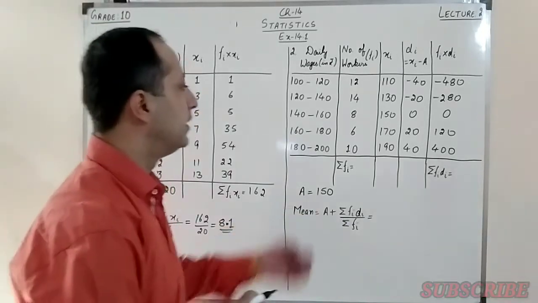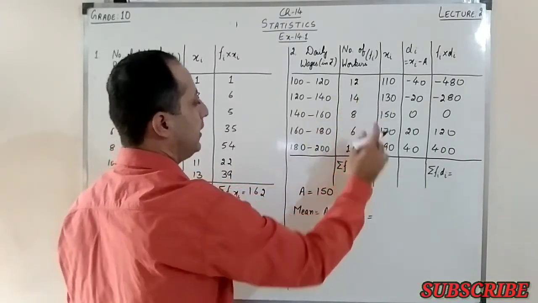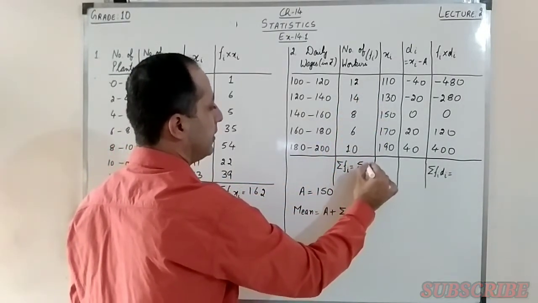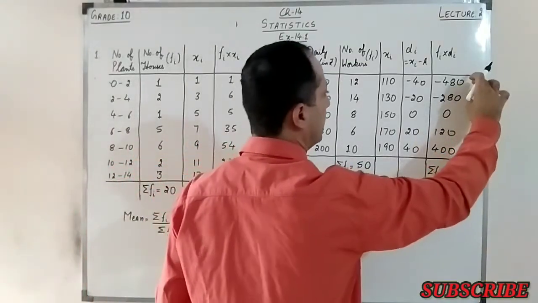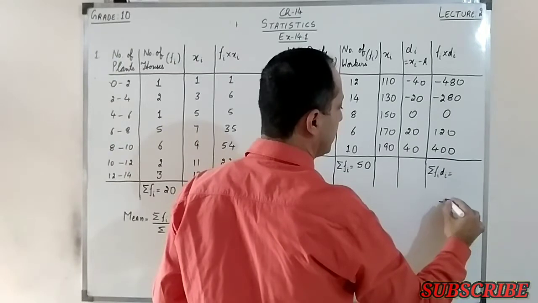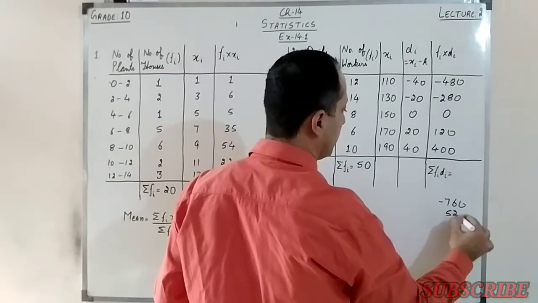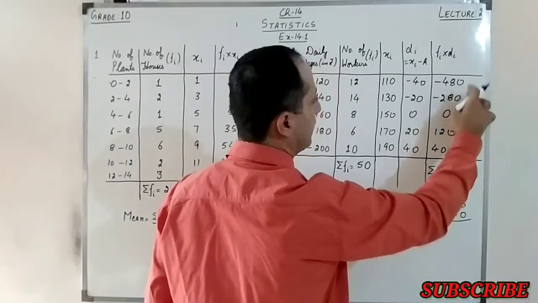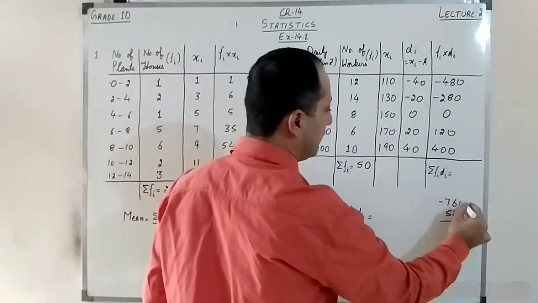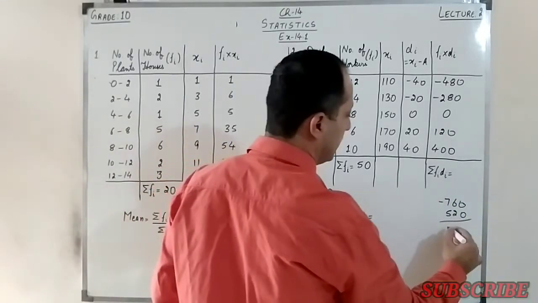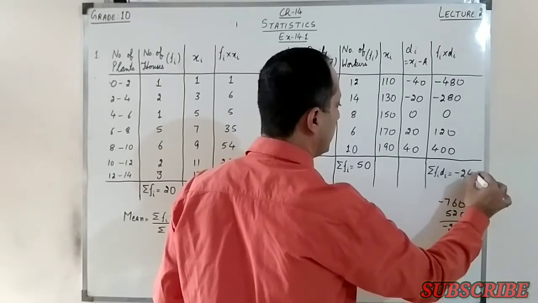Now the next step is to find the sum of the columns of Fi and summation Fi Di. So in this column we will have 12 plus 7 plus 14 plus 6 plus 11, and this comes up to be 50. Now here what we do, we add these two, adding these two we get minus 760, and adding these two we get 520. So now when we subtract these two, we get minus 240. So this is minus 240.